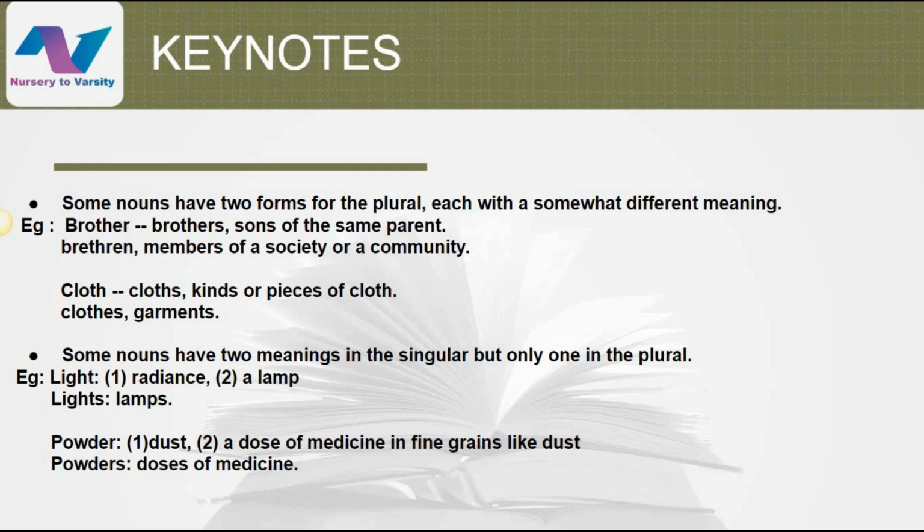Moving on to the next, some nouns have two meanings in the singular but only one in the plural. Again, vice versa for the previous keynote. Earlier it was different meanings for plurals, here different meanings for singular. When I say light as a singular thing, it means radiance as well as a lamp. But when I say lights, it's all about lamps. When I say powder, it can be dust or a dose of medicine. But powders is always doses of medicine.